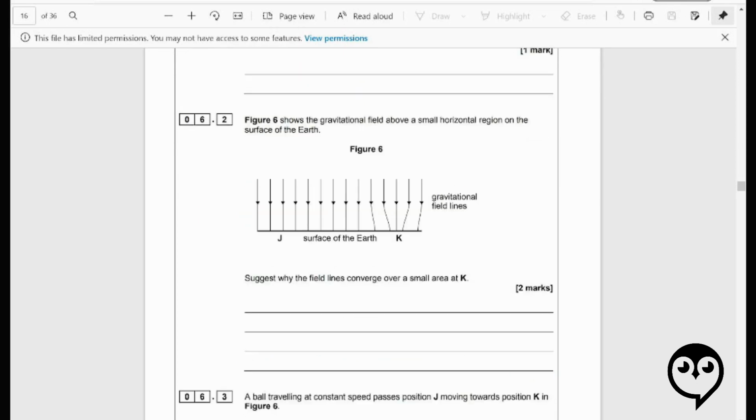Figure 6 shows a gravitational field of a small horizontal region over the surface of the Earth. Suggest why the field lines converge over a small area at K. Well, it must be a stronger field there at that point. Maybe that's a dent in the ground. Maybe it's something a little bit below sea level. And so if you're further down towards the center of the Earth, you'll have a stronger gravitational field. That would be my guess.